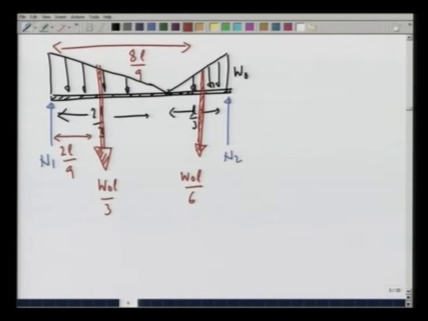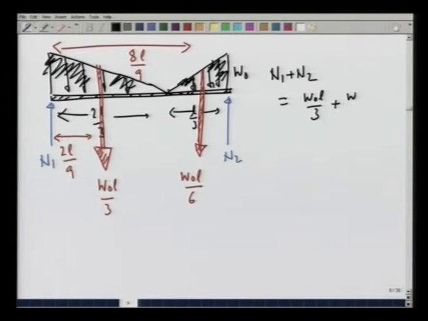So, I can forget about these triangles now and instead focus on these forces and do my calculations as we have been doing in the first few lectures of this course. A beam is loaded with these two forces, and these are two reactions. Simple, N 1 plus N 2 being equal to W naught L by 3 plus W naught L by 6, which comes out to be W naught L by 2.